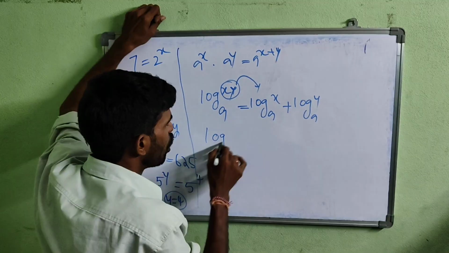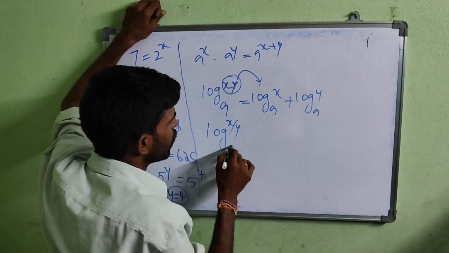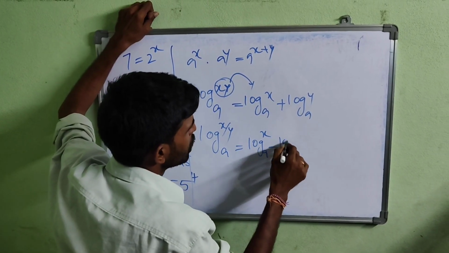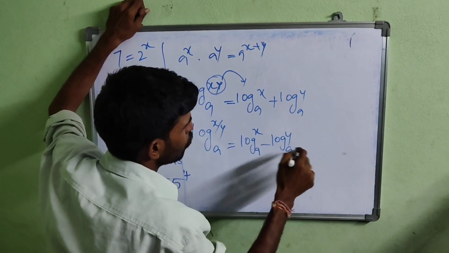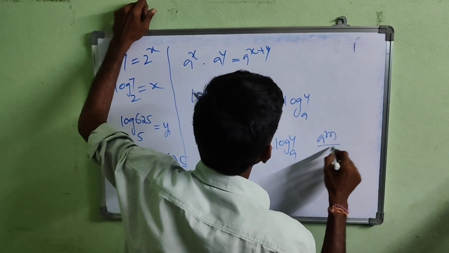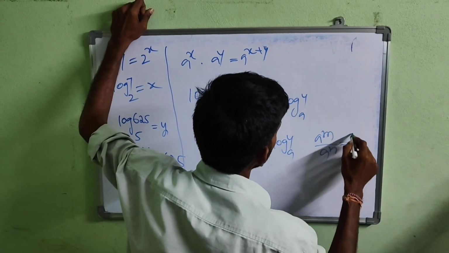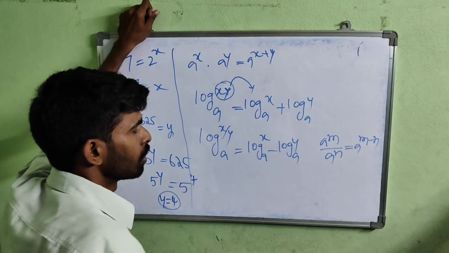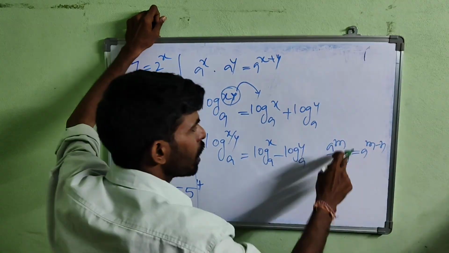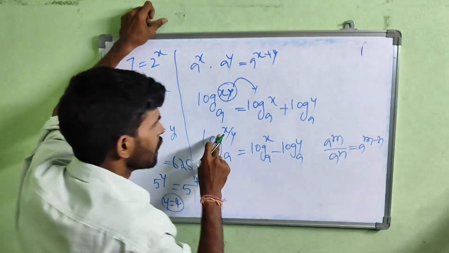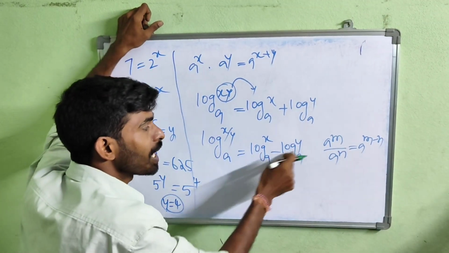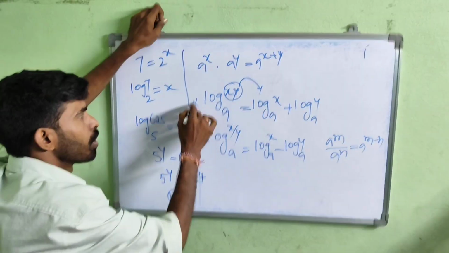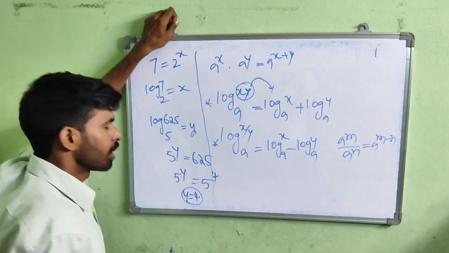Next, log of x by y equal to log of x minus log of y. A power m divided by a power n equal to a power m minus n. Right? M by n is m minus n. X by y is x minus y. Log x minus log y. Simply you need to remember this and this. Okay, next.